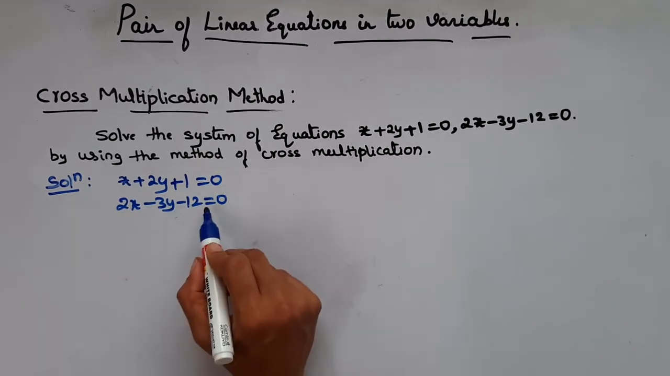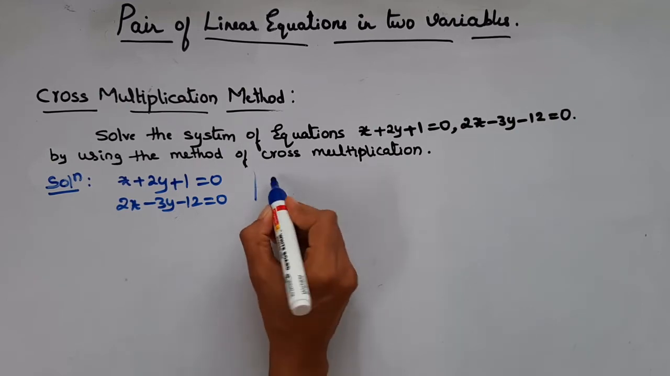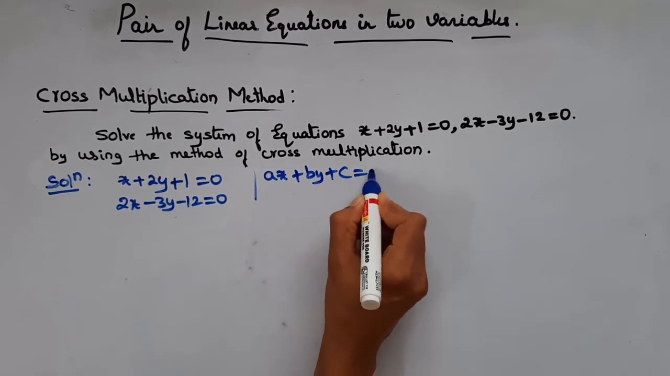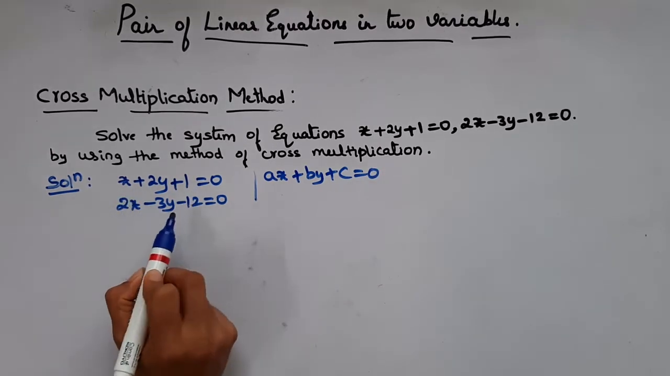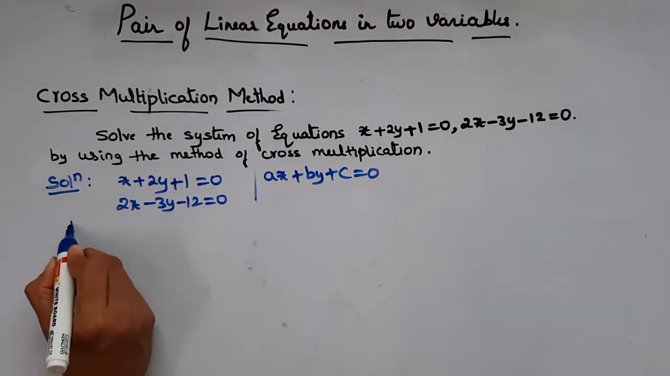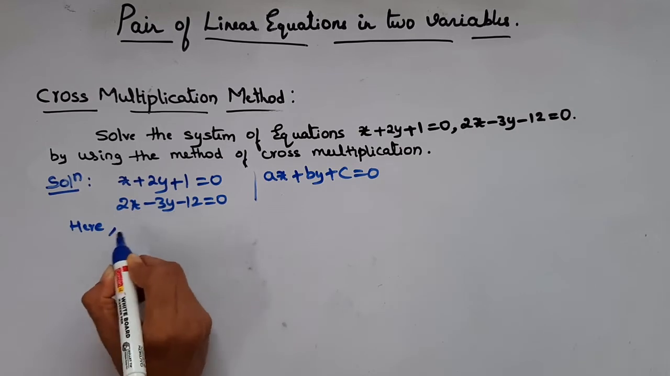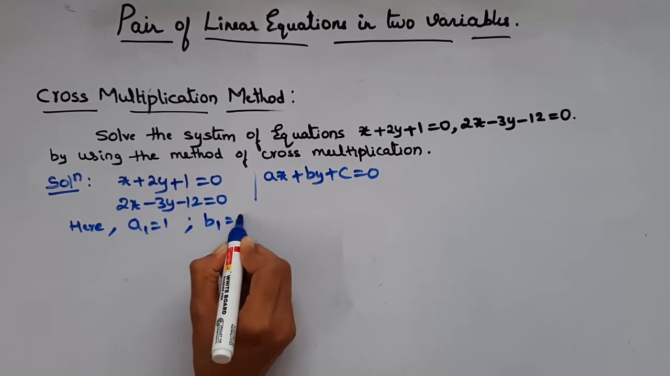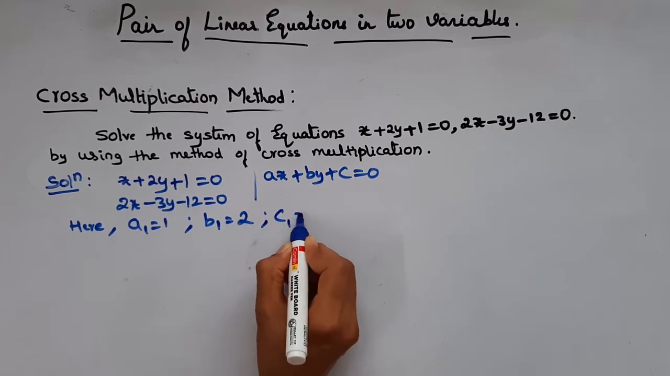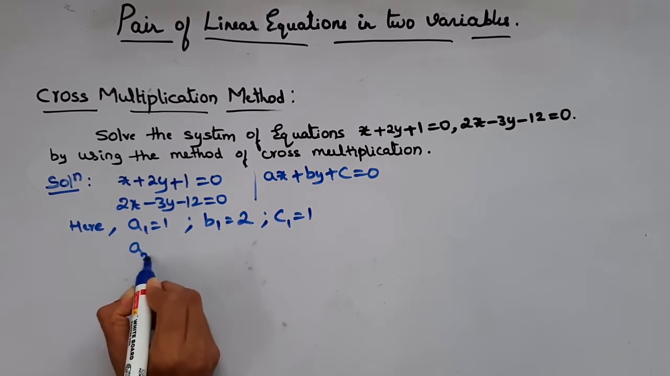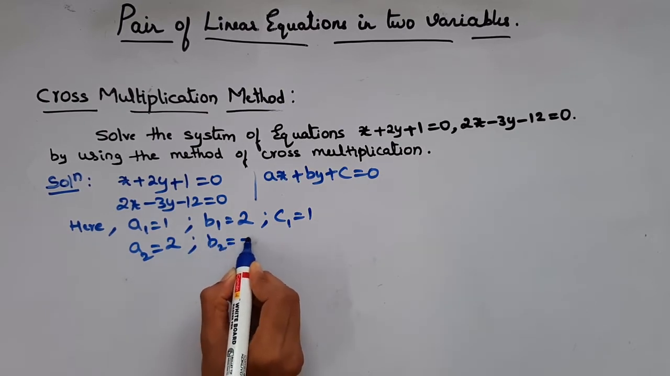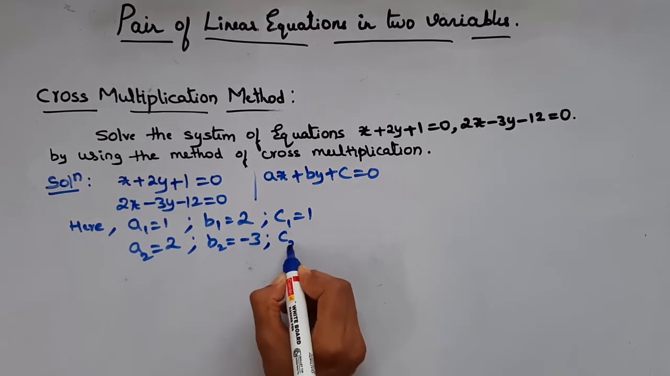Make sure your equations are in standard form, that is ax plus by plus c equal to 0. So the given equations are in standard form, right? So here for equation 1, a1 is equal to 1, b1 is equal to 2 and c1 is equal to 1. For equation 2, a2 is equal to 2 and b2 is equal to minus 3 and your c2 is minus 12.